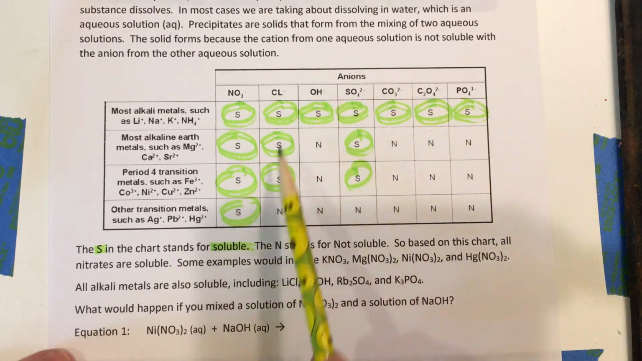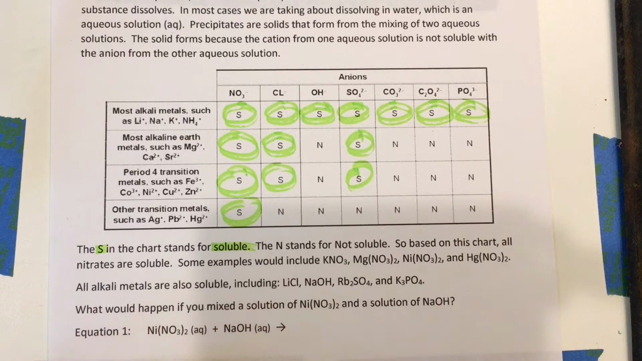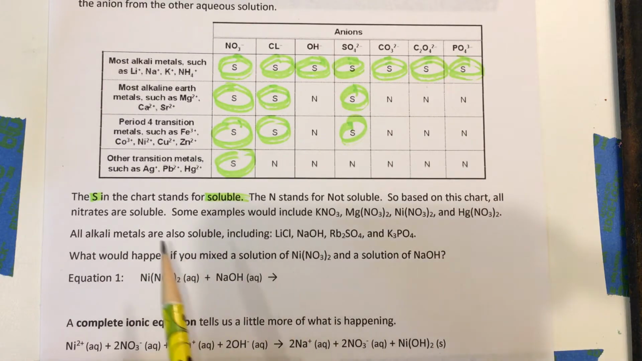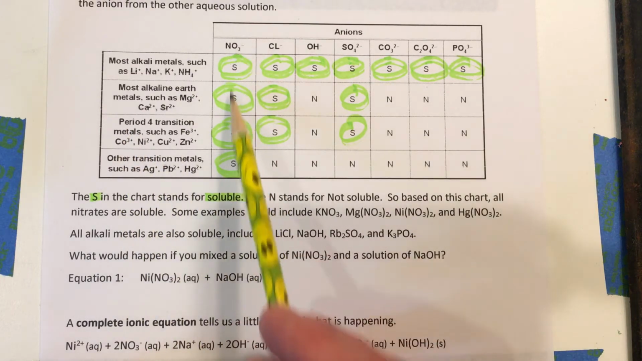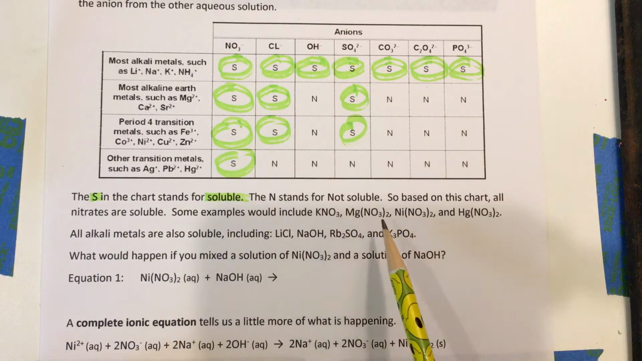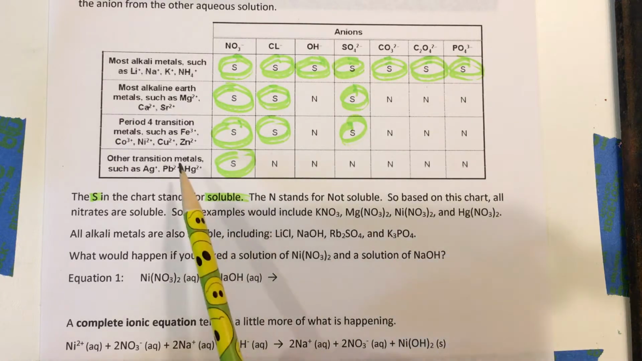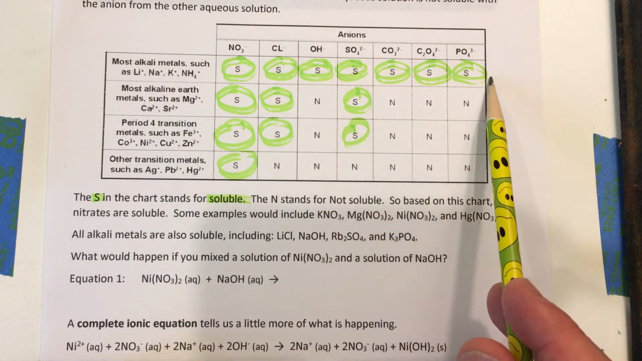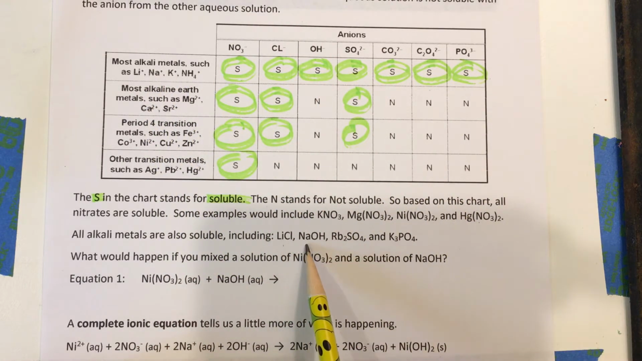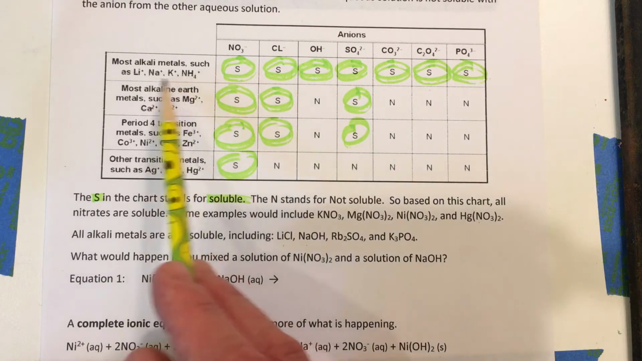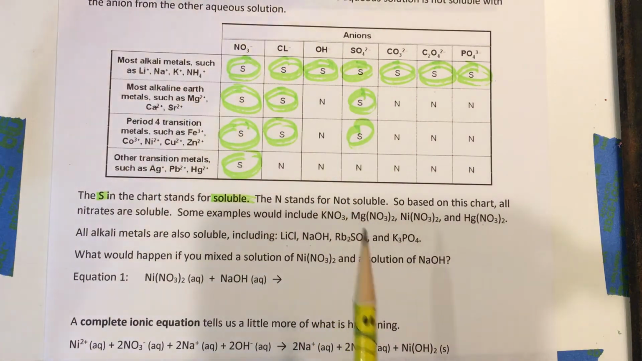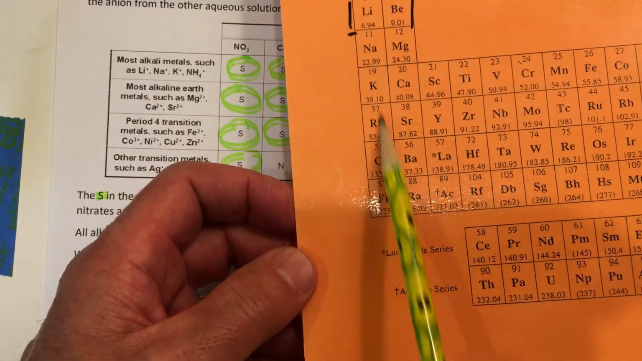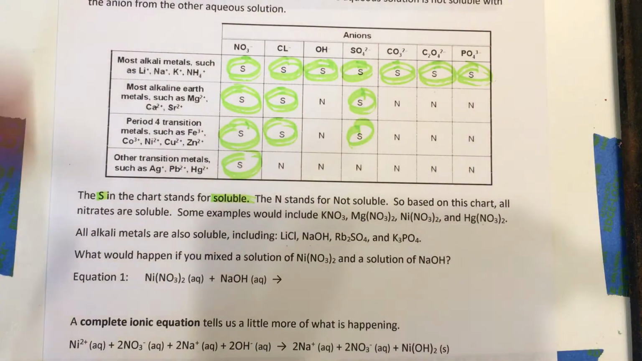The section here in green, that I've circled in green, those are everything that's soluble, and the rest of these are not soluble. And we can see that the nitrates are always soluble, like potassium nitrate, magnesium nitrate, nickel nitrate, even mercury nitrate is soluble. And likewise, all alkali metals are soluble. So lithium chloride, sodium hydroxide. Now, rubidium isn't written down here, but rubidium is an alkali metal. So let me remind you, the alkali metals are right here on the periodic table. So they are always soluble.